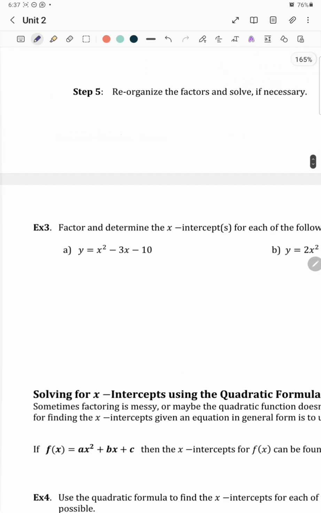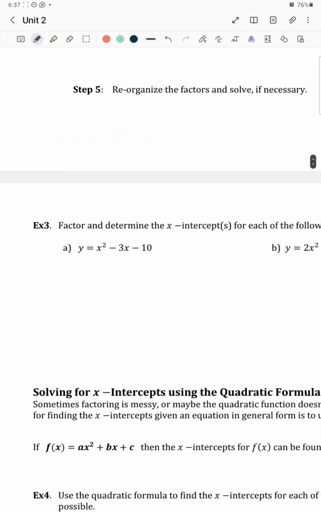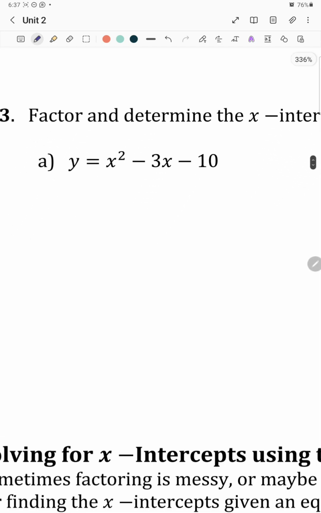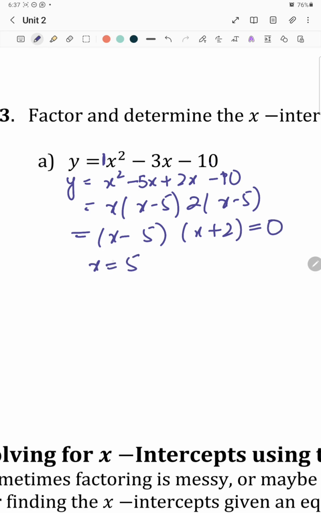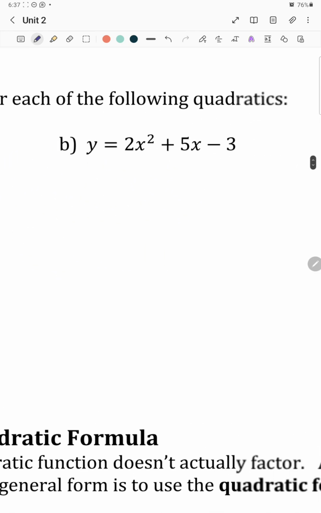So very easy. What we need to do is we need to multiply 1 with 10. 1 tens are 10. So it's going to be 5 times 2 is 10. So minus 5x plus 2x gives us minus 3x. So we need to factorize taking x common, x minus 5, taking 2 common, x minus 5. So it would be x minus 5, x plus 2, and we can put it equal to 0. So x is equal to 5, x is equal to minus 2. We get the two x-intercepts, it is minus 2 and 5.